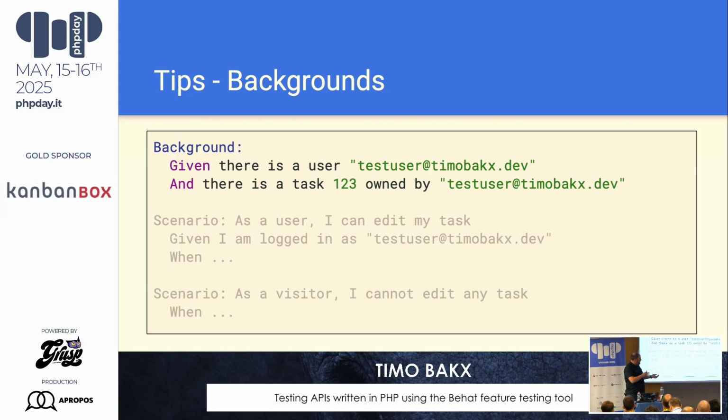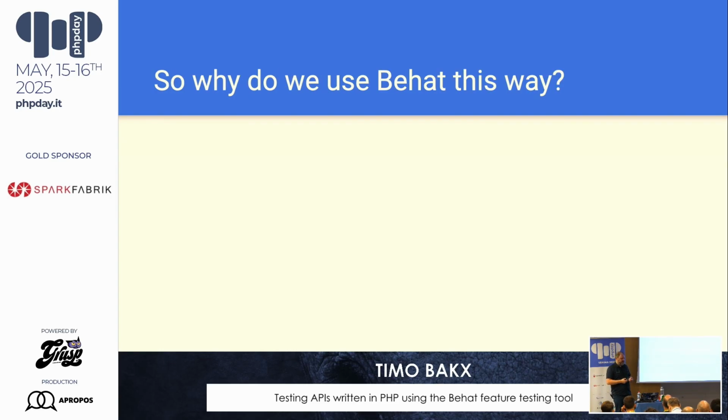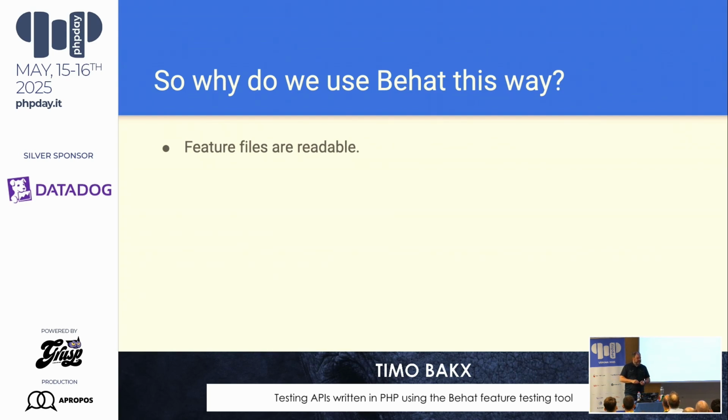So that was pretty fast, the way of using Behat. So why do we use Behat this way? Why don't we write PHP files with the whole testing thing inside? Why don't we use PHPUnit with a browser or direct connection to the kernel? Feature files are actually readable by people that don't know PHP.